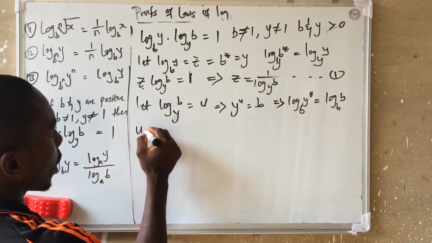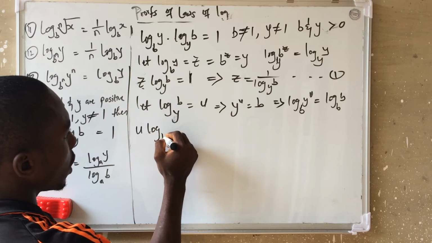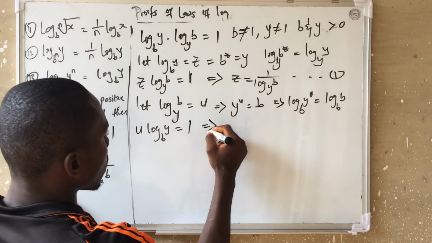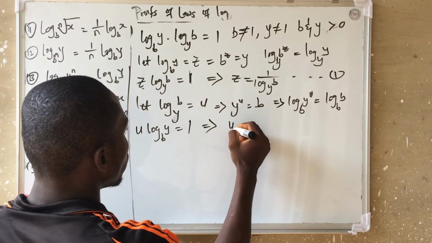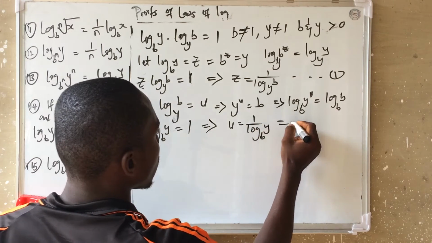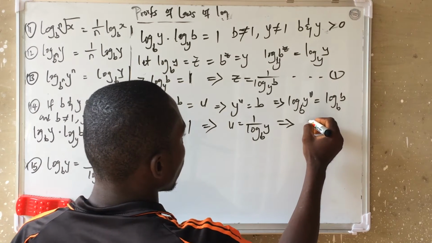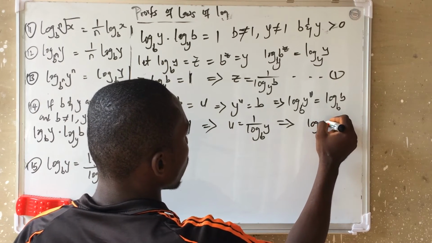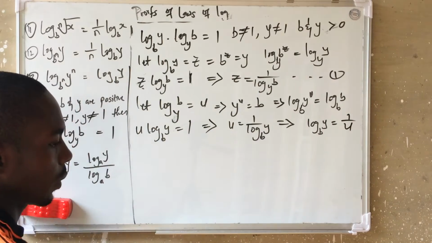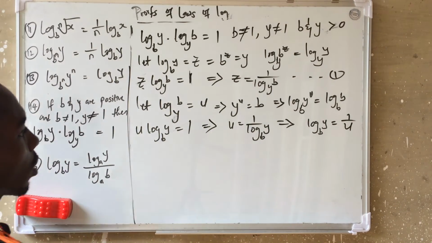Then I will now have that u log to the b of y is equal to 1. So now that is going to give me that u is equal to 1 over log to the b of y. Now this is going to give me that log to the b of y is equal to 1 over u. I'll call this 2.